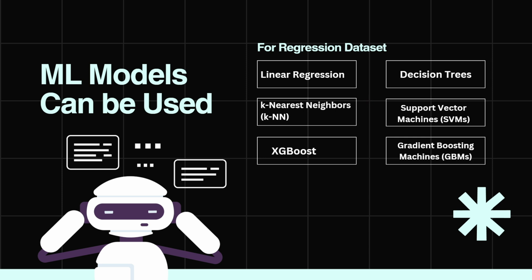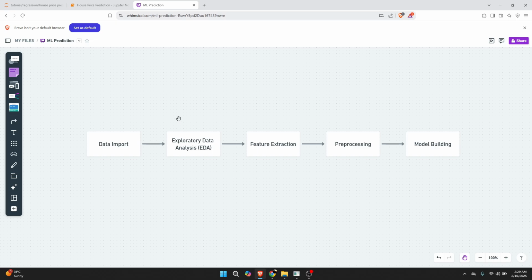So let's now jump into our Jupyter notebook. To train this model, we're going to follow those steps: data import, EDA, feature extraction, pre-processing, and model building. So let's right now jump into our Jupyter notebook.